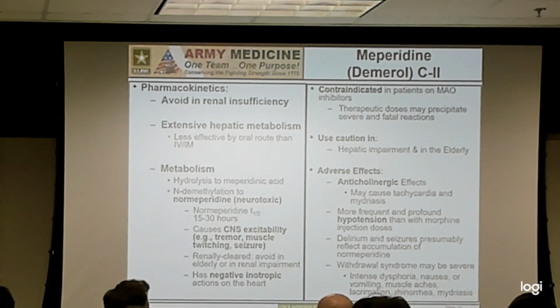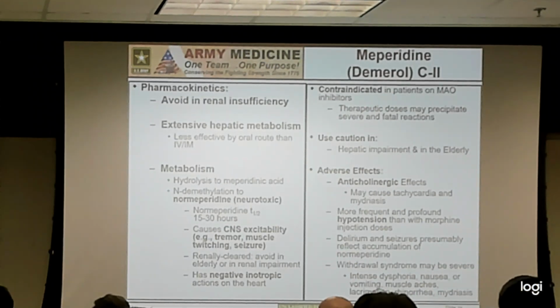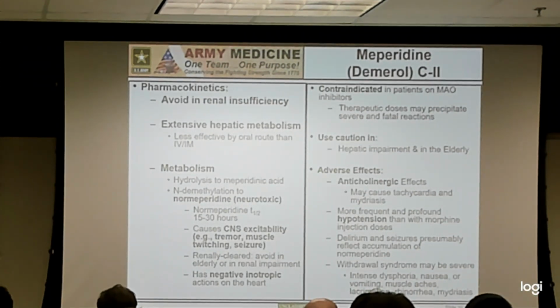Caution in our patients who have hepatic impairment, and our older patients with any of our opioids. We need to be very careful when we're talking about that. We already said our adverse effects were anticholinergic effects. And then looking at the fact that you have hypotension, which was one of those things that we saw when we looked at the adverse effects of all of our opioids in general.